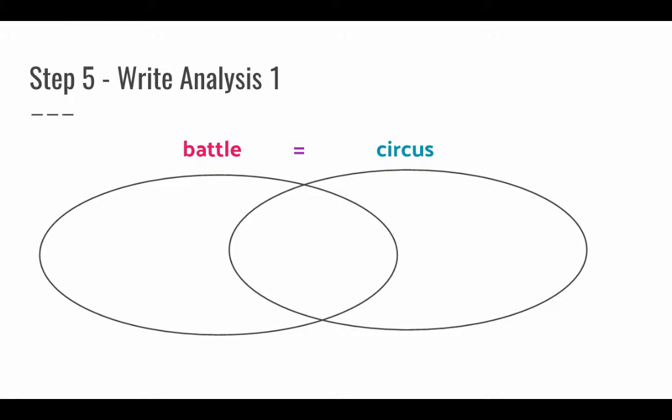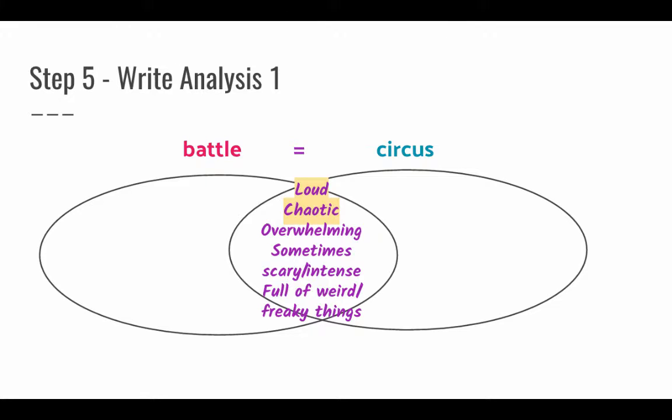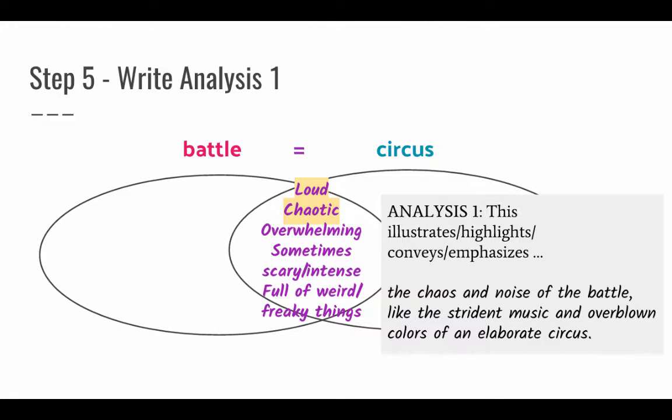Once you've come up with the commonalities, you can choose one or two to write your pieces of analysis. So for example, I thought that the battle and the circus were both loud and chaotic, as well as other things. So I can use that to write my first piece of analysis, which is, "This illustrates the chaos and noise of the battle, which is like the strident music and overblown colors of an elaborate circus." So that was two similarities that I highlighted with that piece of analysis. Remember that to pass your benchmark, you need two different pieces of analysis, hopefully that build on each other.